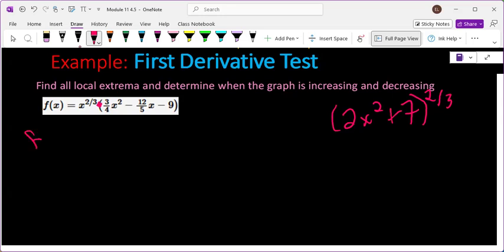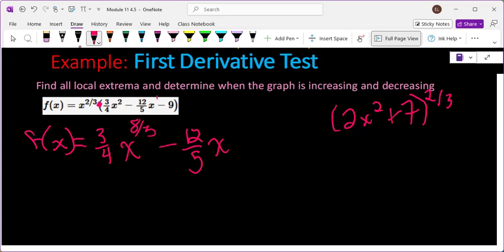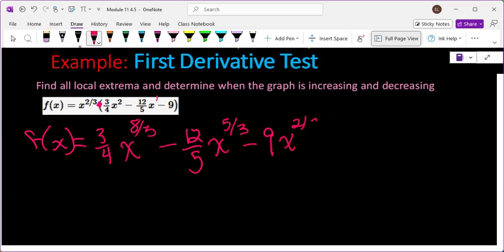All right, let's go ahead and multiply this mess out. So it'll be 3/4, and then it'll be x to the 2 plus 2/3. So 6/3 plus 2/3 is 8/3. Minus 12/5 x to the 1/2 plus 2/3 will be 5/3. And minus 9 x to the 2/3.